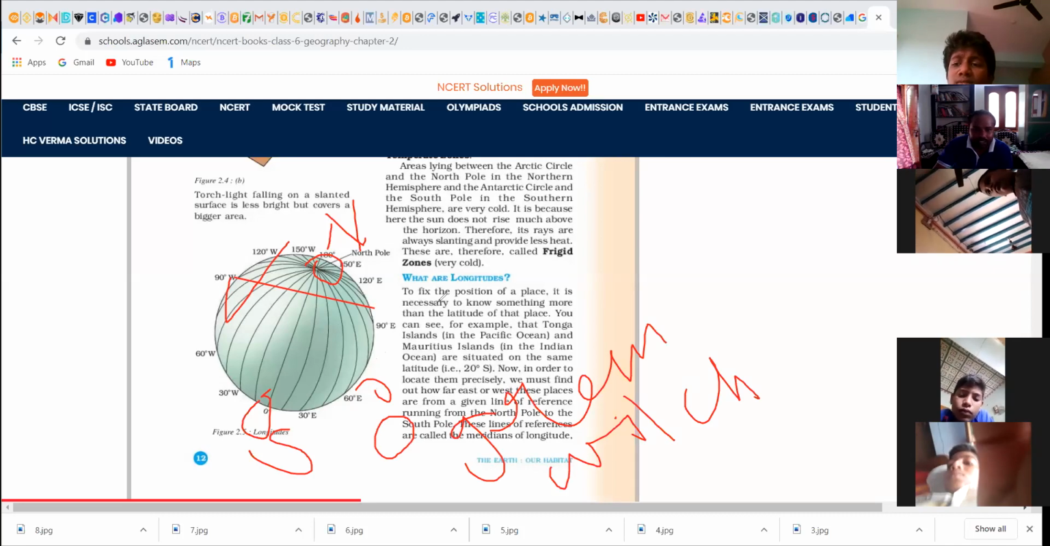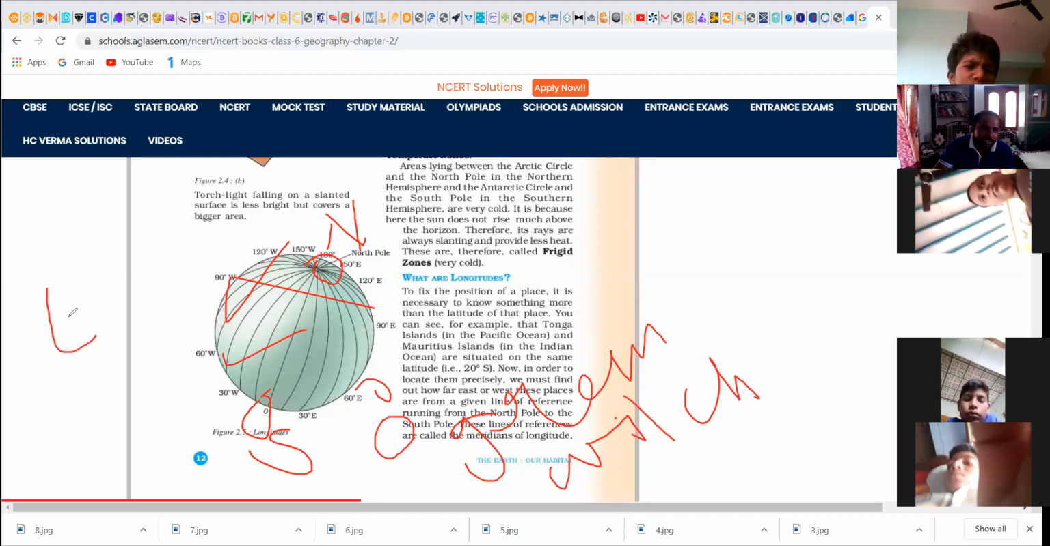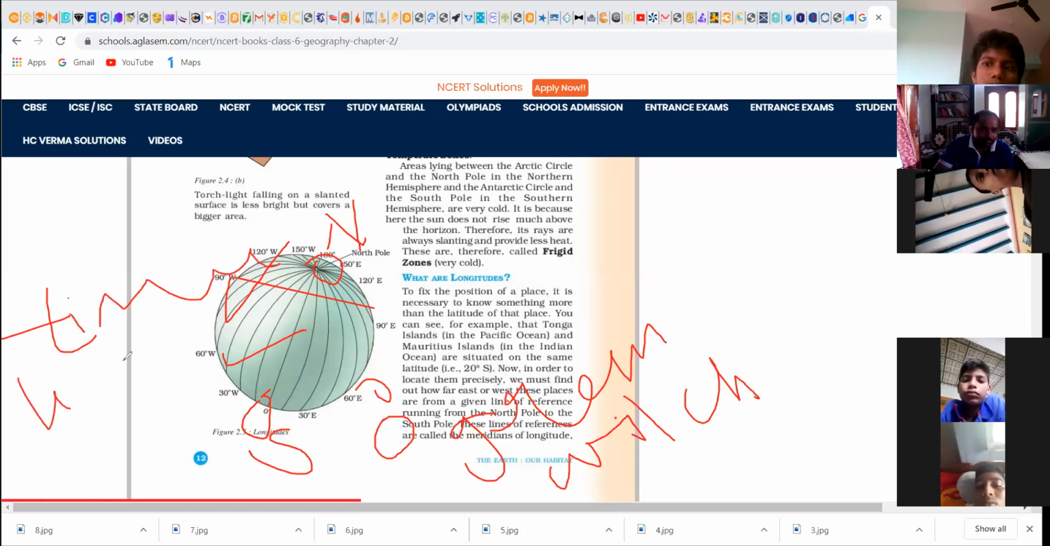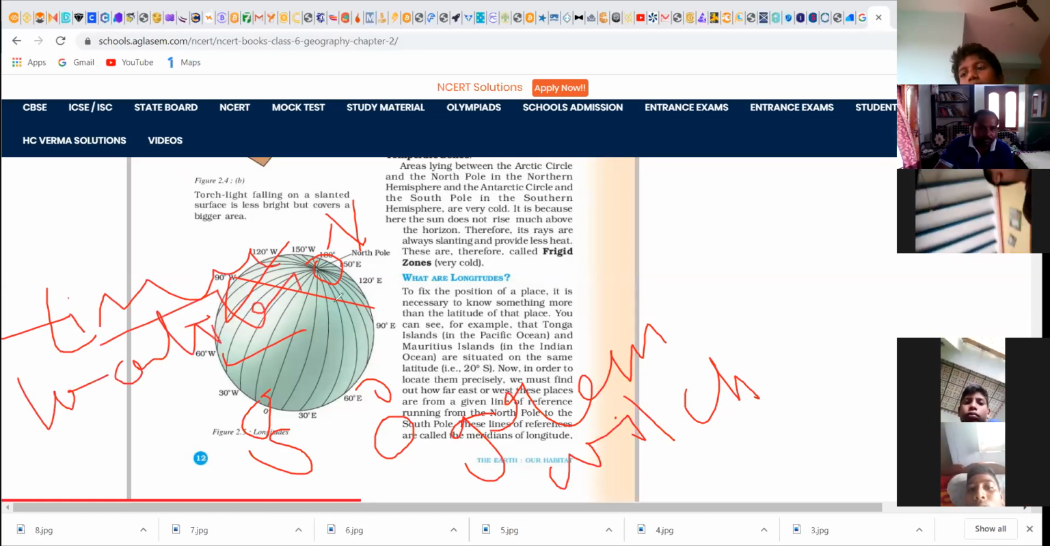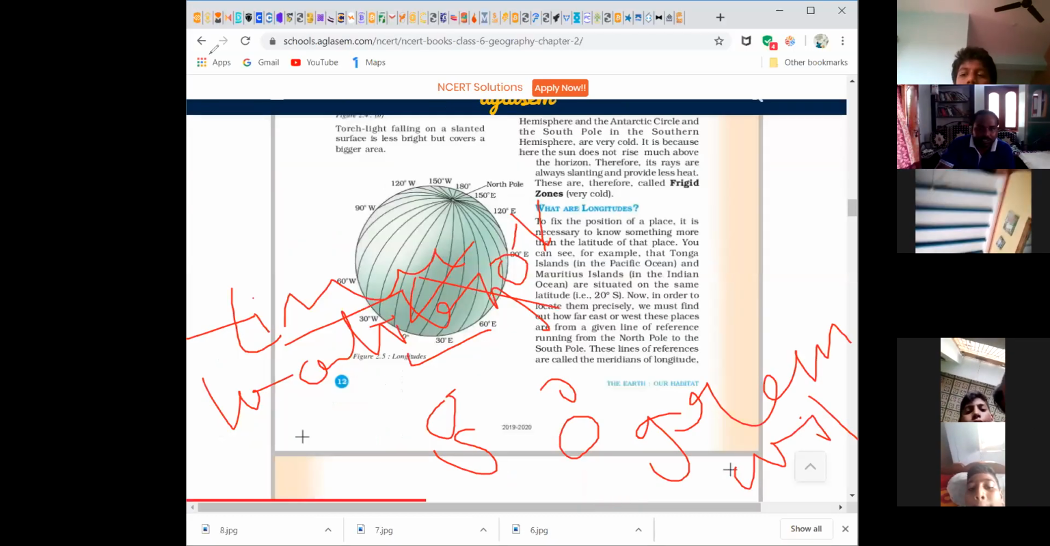So what are the uses of these longitudes? Longitudes are mainly used for knowing the time and also the location. So both can be seen here, time and location.